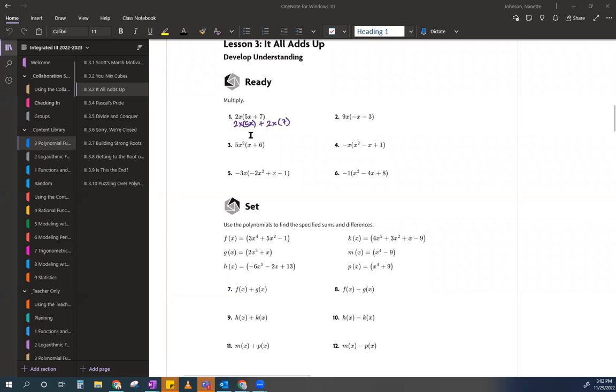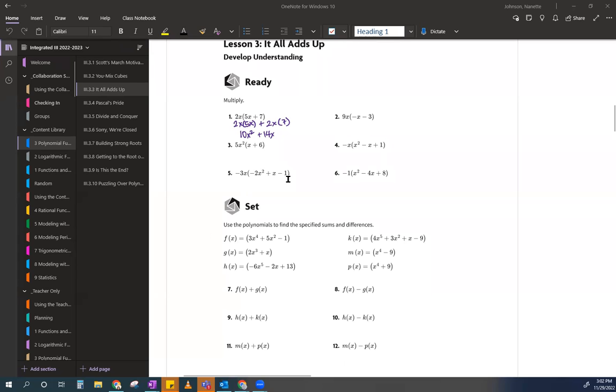So 2x times 5x is 10x squared. And 2x times 7 is 14x. And now you're like, oh, now I remember, right? So this is none other than the distributive property. But your 4th grade little brother or sister wouldn't be able to do this problem because they haven't learned how to multiply like variables yet.